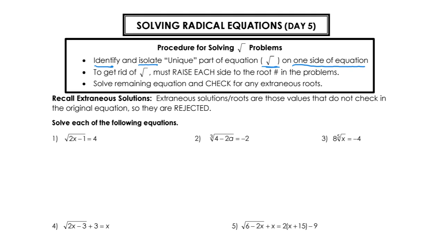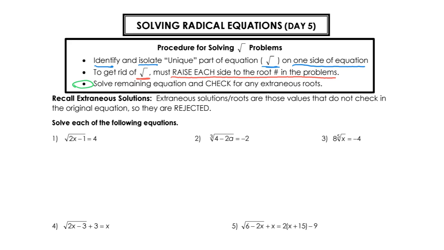Once it's by itself, we have to remember that if it's a square root, we're going to square each side to get rid of the square root. So you raise each side to the root number in the problem. Therefore, if it's a cube root, we'll cube each side. If it's a fourth root, we will raise each side to the fourth power, and so on.